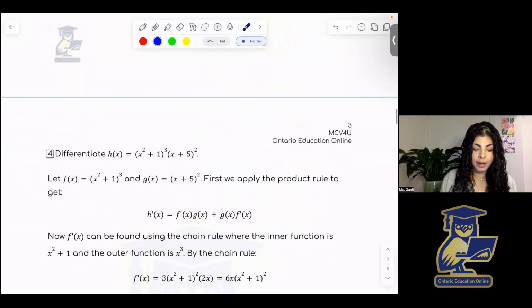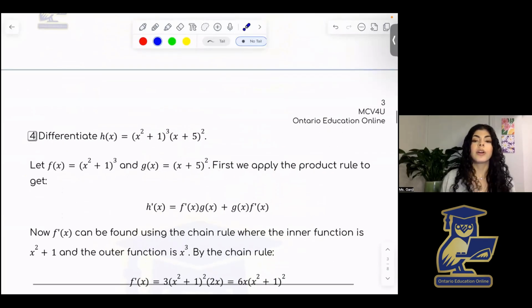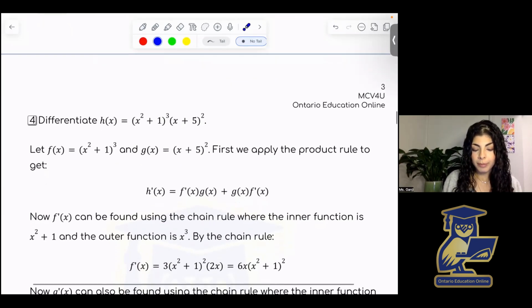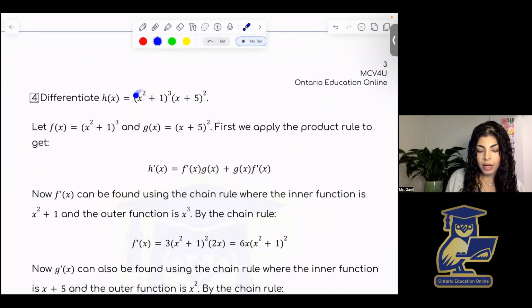Now, our next example that we're going to be doing in our lesson, you're asked to differentiate h of x. And this is now a mix of product rule and chain rule. Because as you can see, I have two products, but within each of those, I also have an inner function there. So f of x being x squared plus 1 to the power of 3, and g of x being x plus 5 squared. So first we're applying the product rule.